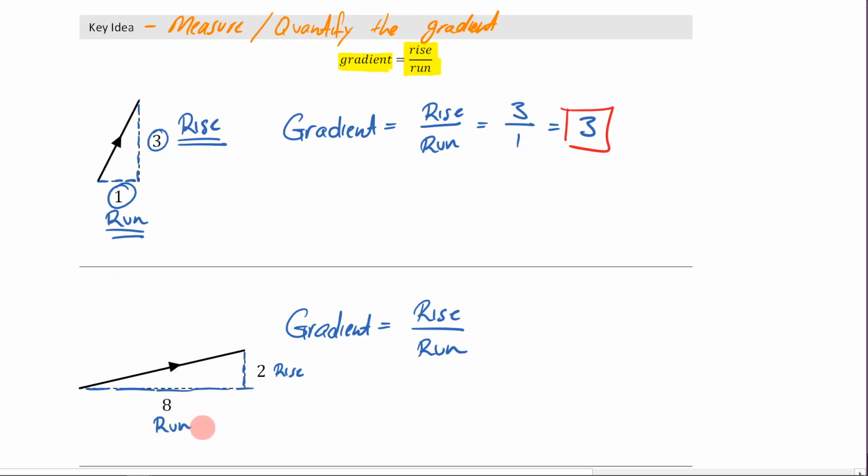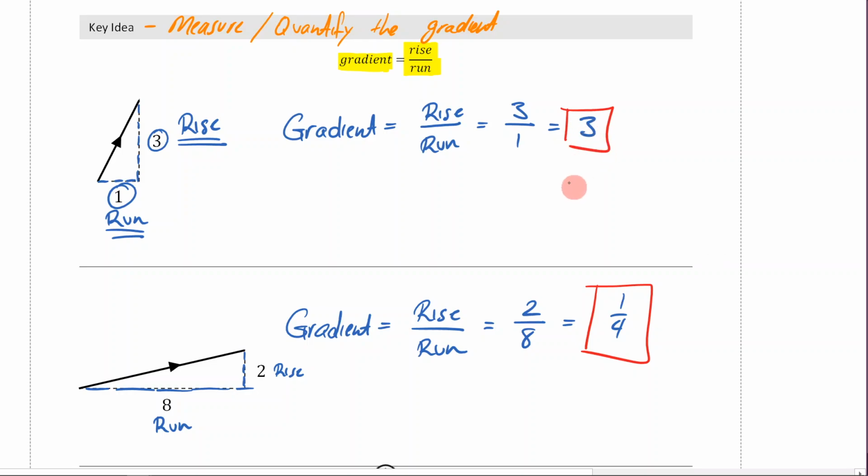Do you see how far my run is? My run is 8. You can probably already take notice that when you have a shallower line, the run is going to be greater than the rise. So the rise is 2, the run is 8. 2 on 8, you have to write that as 1 on 4. And you see how 1 on 4 is smaller than 1 on 3? That makes sense because the gradient of the line was shallower. The gradient is smaller because the line is less steep. Okay, there's also another important thing we need to take note of here. Did you realize that both of these were positive gradients?